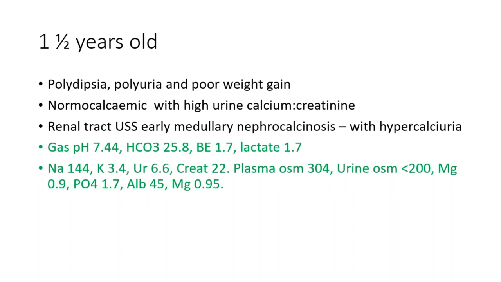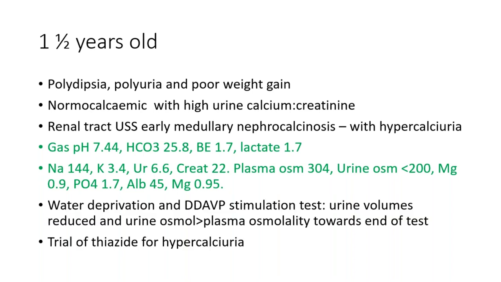I wouldn't myself care too much about these kinds of blood results. Plasma osmolality was generally normal, a bit on the high side but not extremely so, at 304. And the urine osmolality was less than 200, but nothing worrying in this context because they had normal electrolytes. Magnesium 0.9, phosphate 1.7, albumin 45. So what we have essentially is a child with polyuria and polydipsia, failure to thrive, and also incidentally some medullary nephrocalcinosis. So maybe some kind of tubulopathy that we can't fully understand.